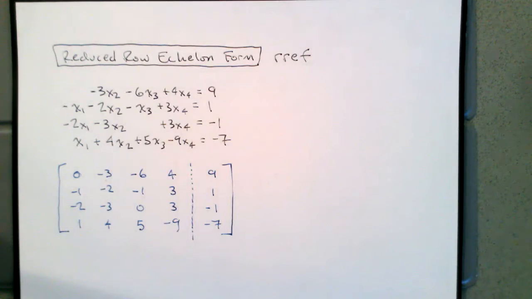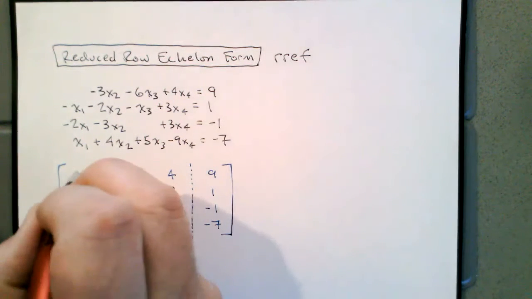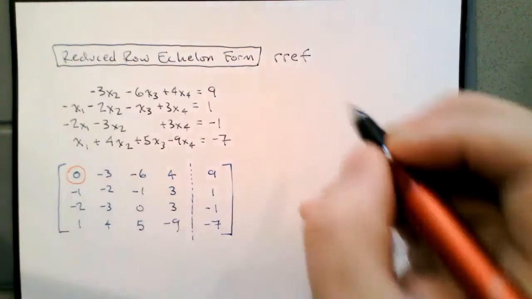Our general strategy is to get a 1 in the upper left, then use that 1 to zero out the rest of the column.